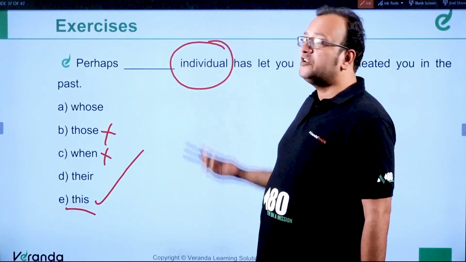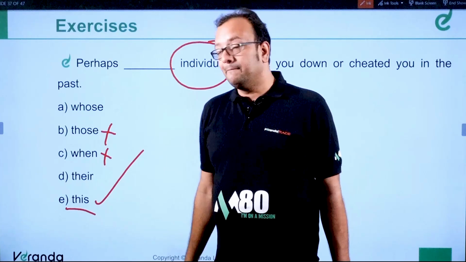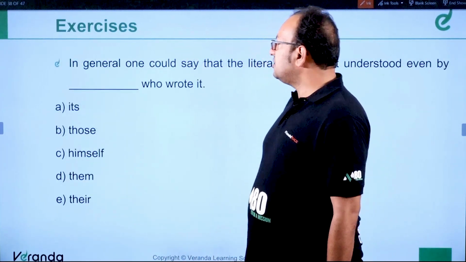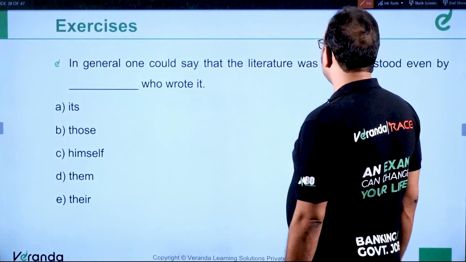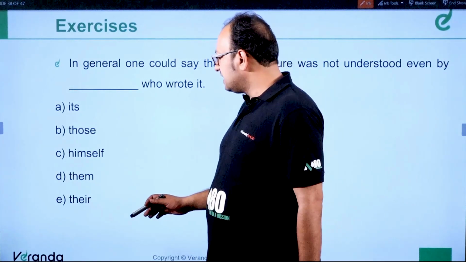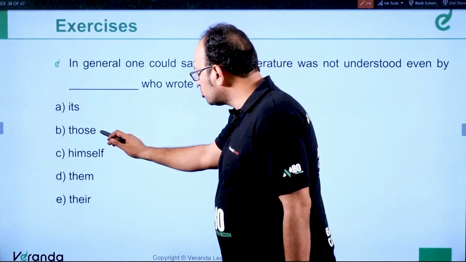But when we say this individual, it becomes a demonstrative adjective, because it is placed before a noun. Moving ahead. In general, one could say that the literature was not understood even by dash who wrote it. Even by them, those who wrote it.